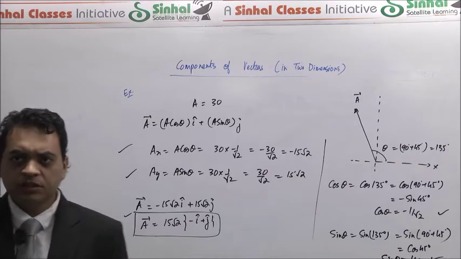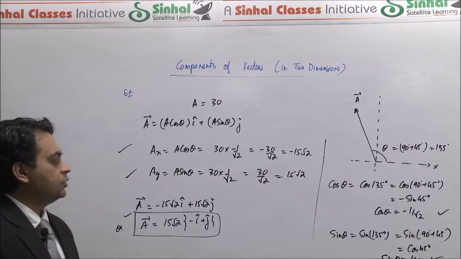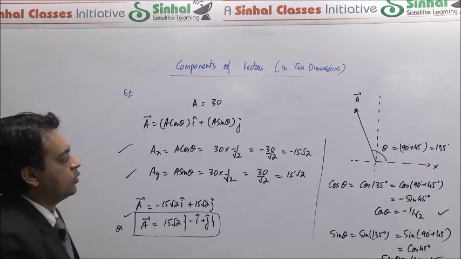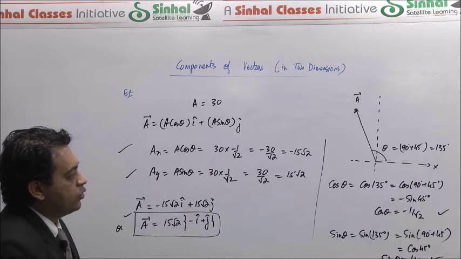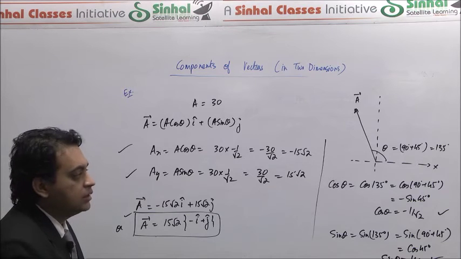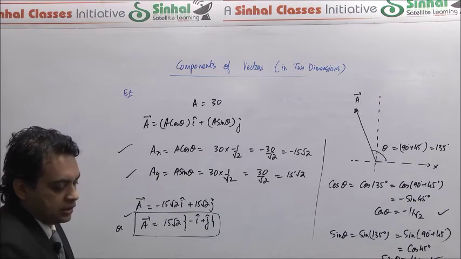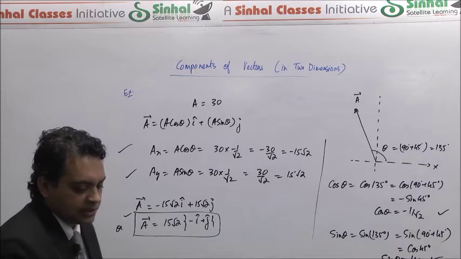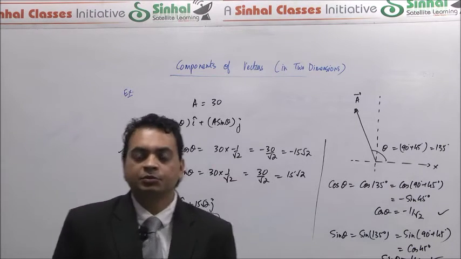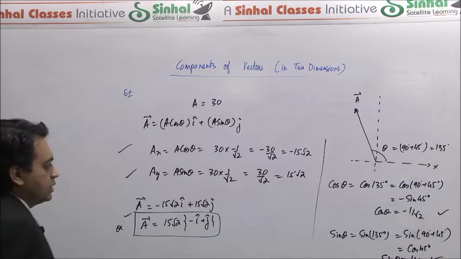So as long as we are clear about how to express the trigonometric ratios, sine theta and cos theta, for various types of angles, theta being in the first quadrant, second quadrant, etc., expressing a vector in component algebra or vice versa should be pretty easy. Let's pick up some more examples.